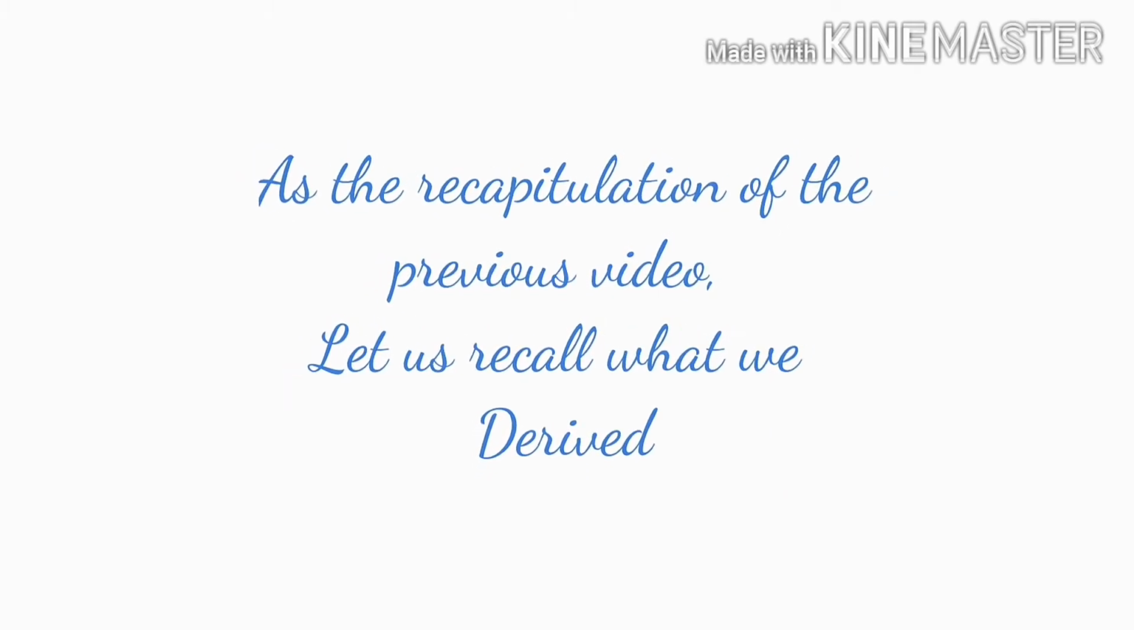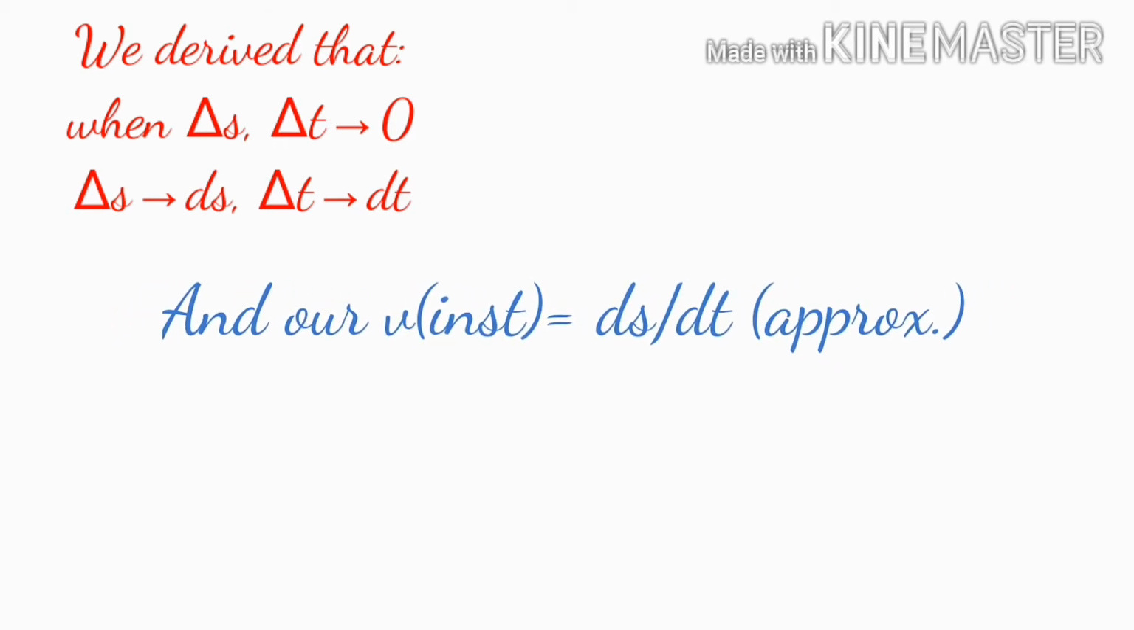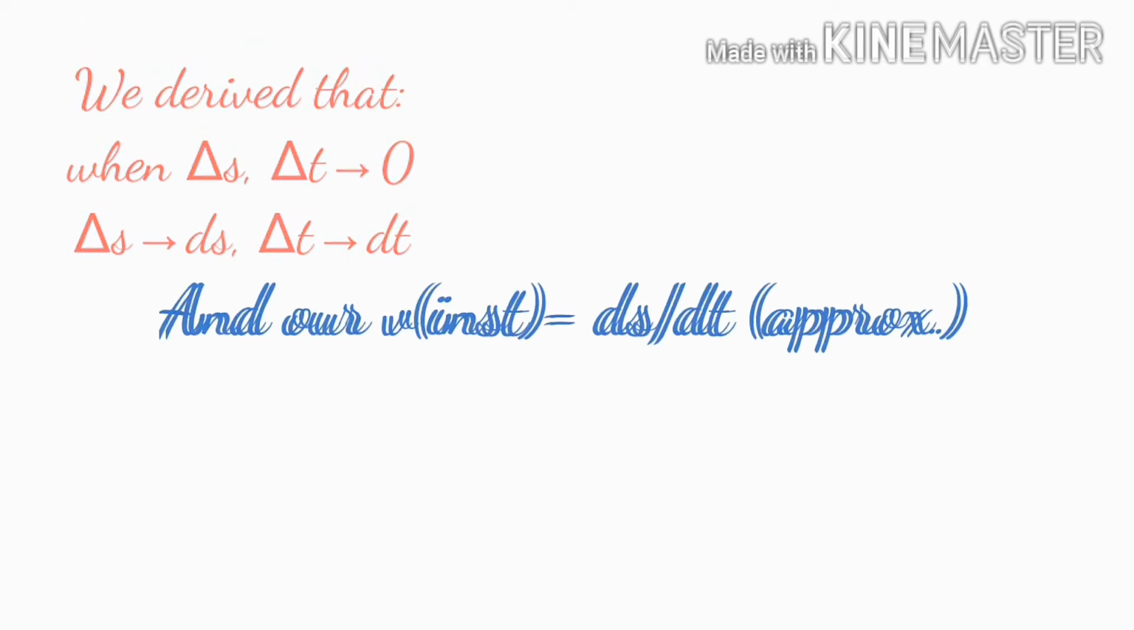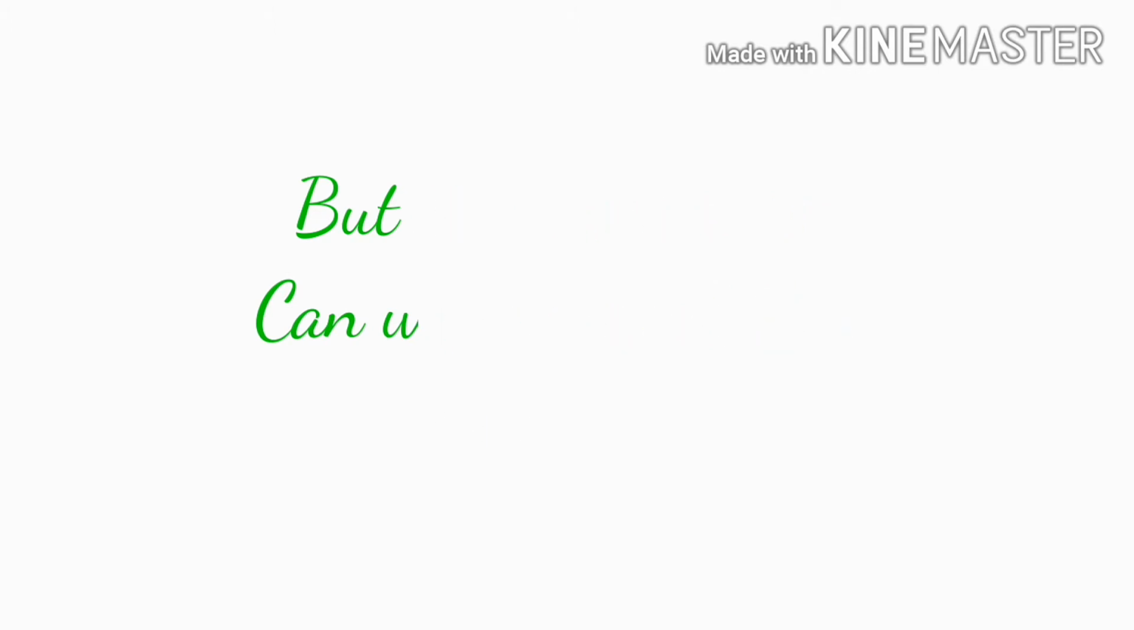As a recapitulation of the previous video, let us recall what we derived. We derived that when delta S and delta T tend to 0, then delta S becomes ds and delta T becomes dt. And our instantaneous velocity becomes ds by dt approximately. But the question is, can we represent this situation on a graph?